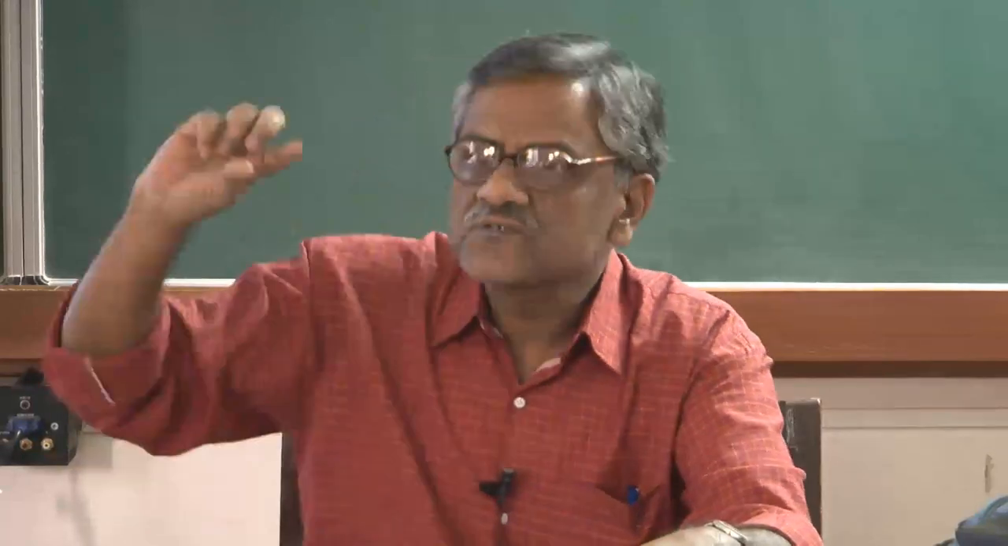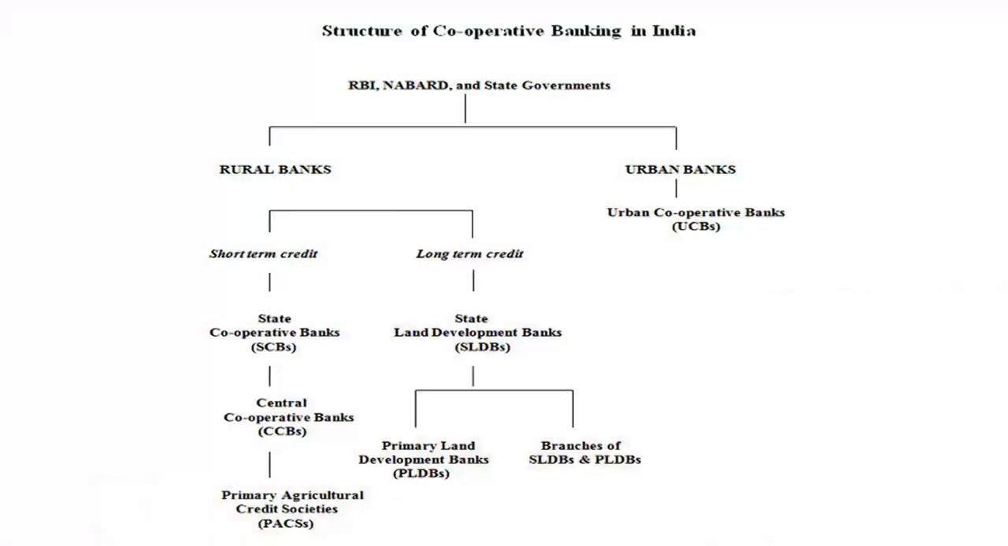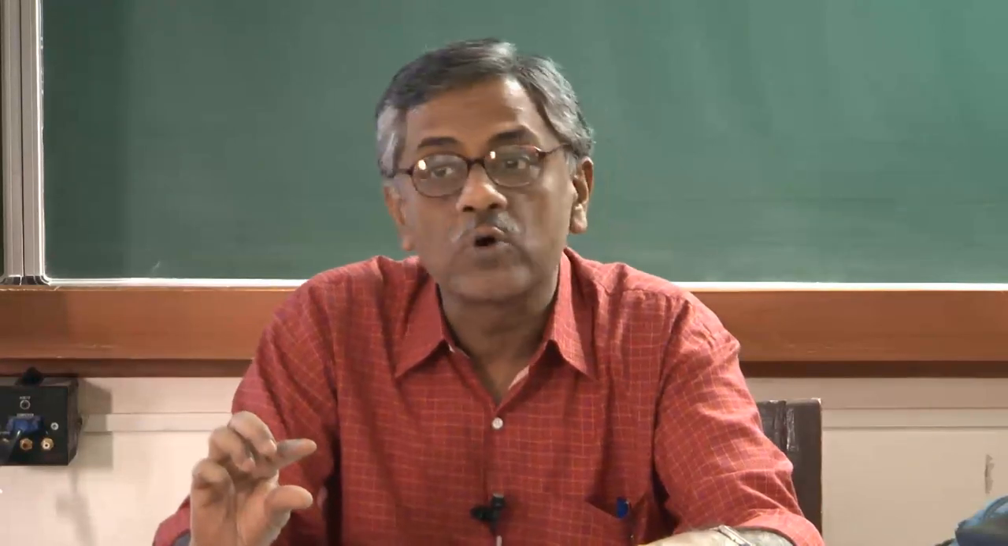However, there is a reverse flow of funds from primary agricultural credit societies to central cooperative banks and from central cooperative banks to the state cooperative bank. You know how it happens? And sometimes from the state cooperative bank to the state government also. How does it happen? Suppose some primary agricultural societies have surplus money. They are asked to keep the surplus money with the central cooperative banks. And if there is surplus money with the central cooperative banks, after distributing all their money to primary agricultural credit societies, they in turn keep the surplus money with the state cooperative banks.